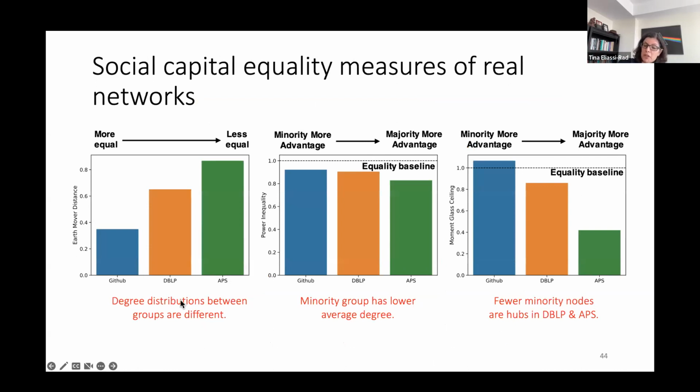So the degree distributions in these real world networks are different between the minority and majority group. The minority groups have lower average degree. We know, for example, papers published by women don't get as many citations. And then there are fewer minority nodes that are hubs. This also corresponds to, for example, fewer people citing computer science papers published by women.